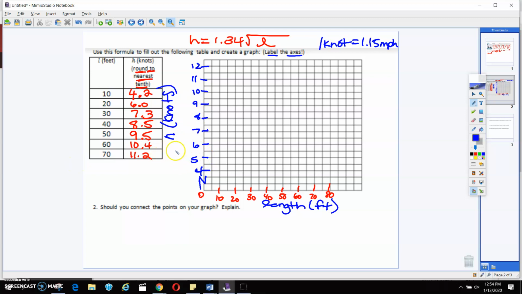Okay, so now we're going to actually graph our points. So we're going to graph 10, 4.2. I'm going to go over to 10, and I'm going to go up to 4.2. Then I have 20, 6. So I'm going to go to the right 20 and up to 6. 30, 7.3.